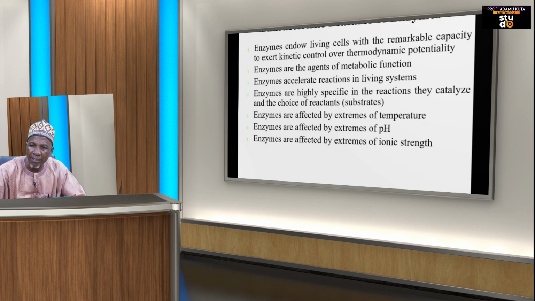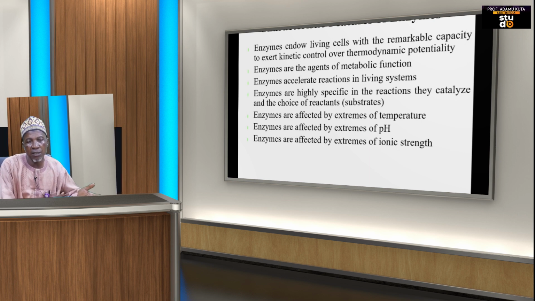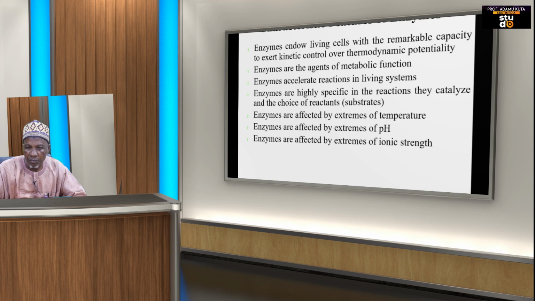Enzymes are affected by extremes of temperature. We said enzymes are majorly proteins. And we know that proteins are susceptible to changes in their structure when they are exposed to extremes of temperature, whether low or high. Enzymes are also affected by extremes of pH because they are proteins, made of amino acids that have charges. When pH changes from one form to the other, enzymes are affected. They are also affected by extremes of ionic strength.